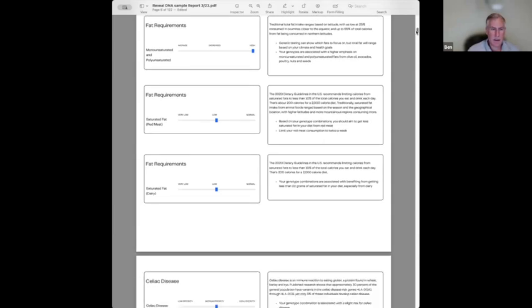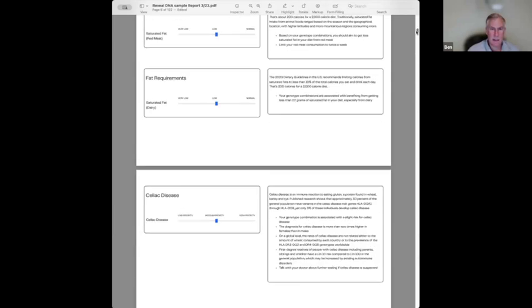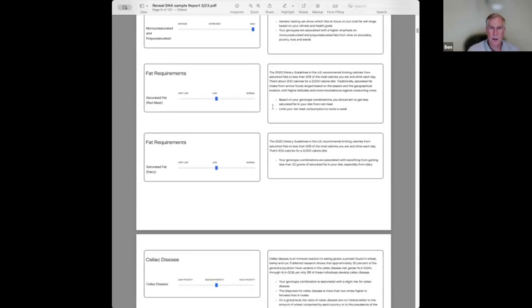Next, saturated fat from red meat. Based on their genotype, they should aim to get less saturated fat in their diet from red meat. It's just how fast they're going to metabolize it and deal with it. So what we're saying here is limit your red meat consumption to twice a week if you're consuming fatty meats. If you're getting a very lean cut, I don't think it'd be harmful to increase that a little bit.